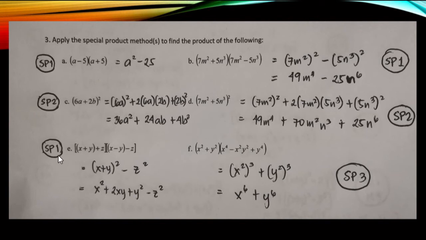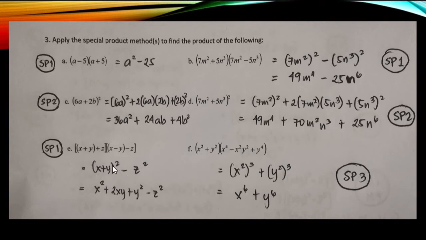And then letter E, this is x plus y quantity multiplied to x minus y plus z. So, this is sum and difference, diba? Galing ang atong first term lang ay x plus y. Then, ang atong second term kay z. So, we use again the special product 1. So, we square the first term minus square of the second term. So, the first term here is x plus y squared minus z squared.